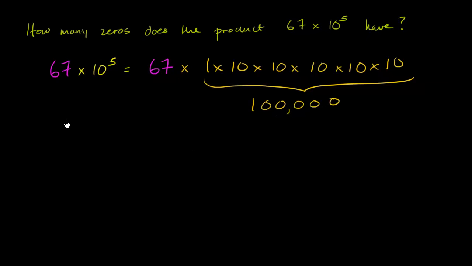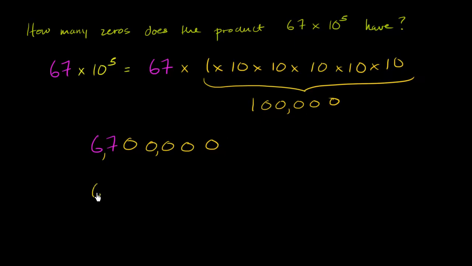So there's a couple of ways to think about it. If you're looking at just this product right over here, you could say, well, 67 times 1 is just going to be 67. And then every time you multiply by 10, you're going to add another 0. So this is just going to be 67, and we're going to be multiplying by 10 5 times. So we're going to add 5 zeros here. 1, 2, 3, 4, 5. And so this would come to 6,700,000.